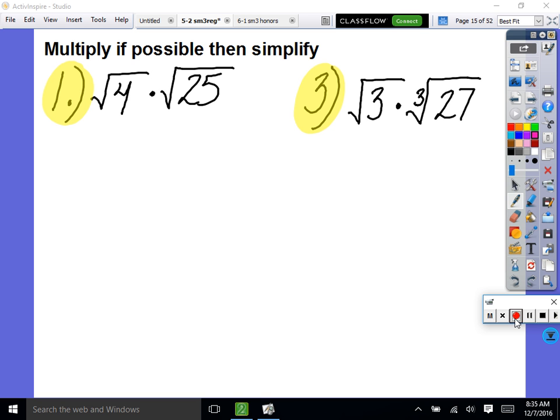Okay, here we go. Let's look at number 1. Square root of 4 times square root of 5. Can we put them together? Yes, both square roots. So write it as the square root of 4 times 25. Do not actually multiply those out or you're making your life harder than it needs to be.